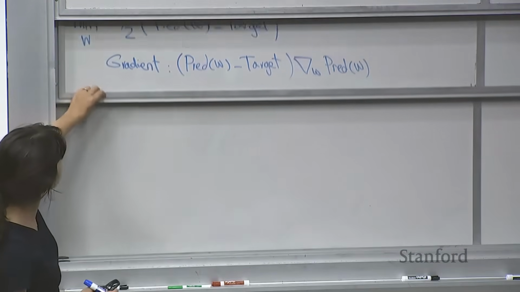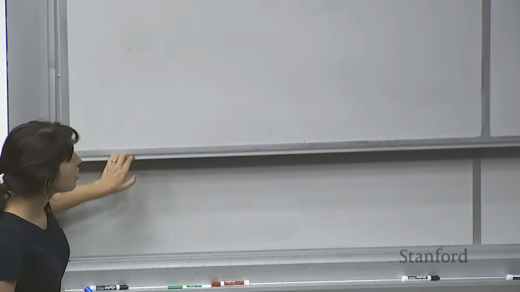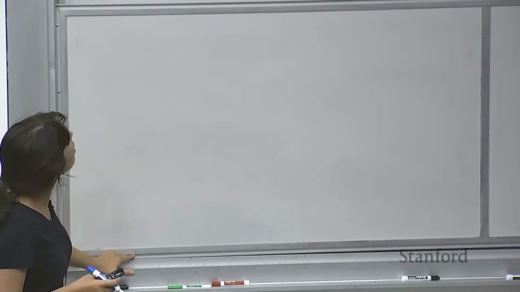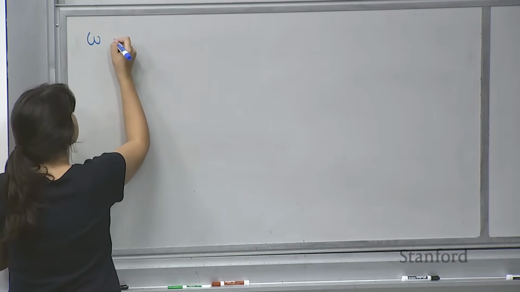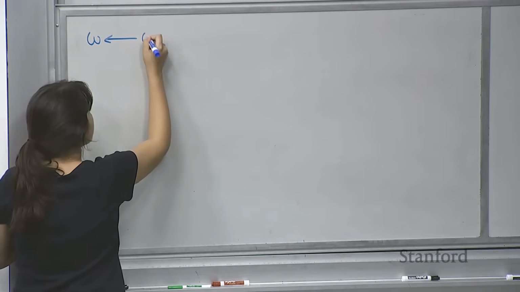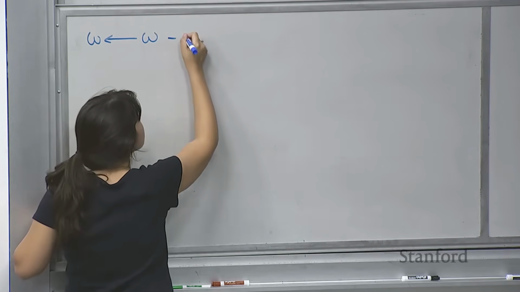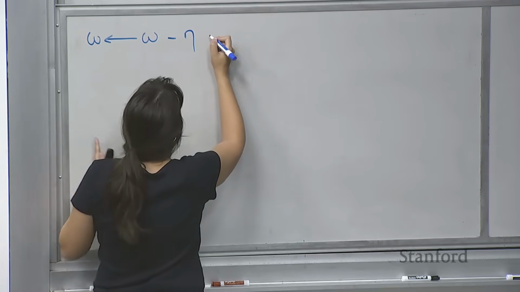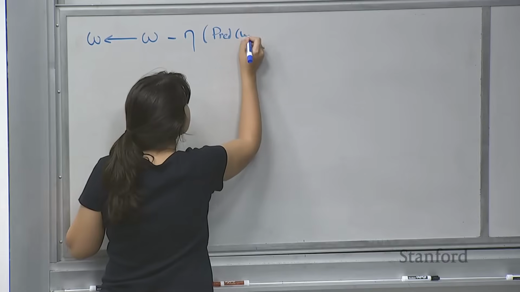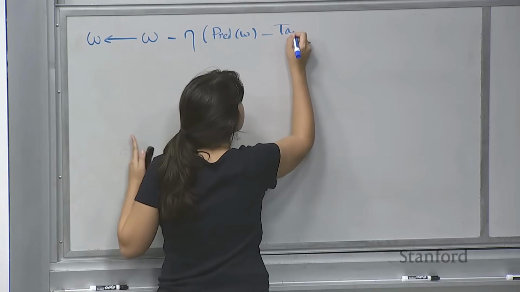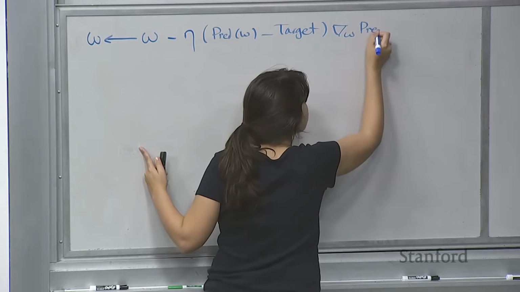Okay, let me move this up. So now I have the gradient. What algorithm should I use? I can use gradient descent, right? So I'm going to update my W. How do I update it? I'm going to move in the negative direction of my gradient using some learning rate eta times my gradient. My gradient is prediction of W minus target times gradient of prediction of W.